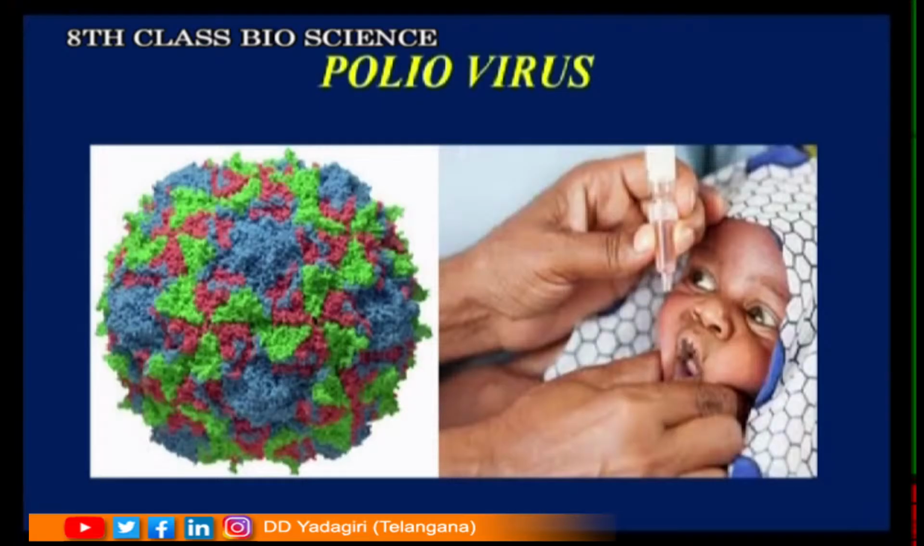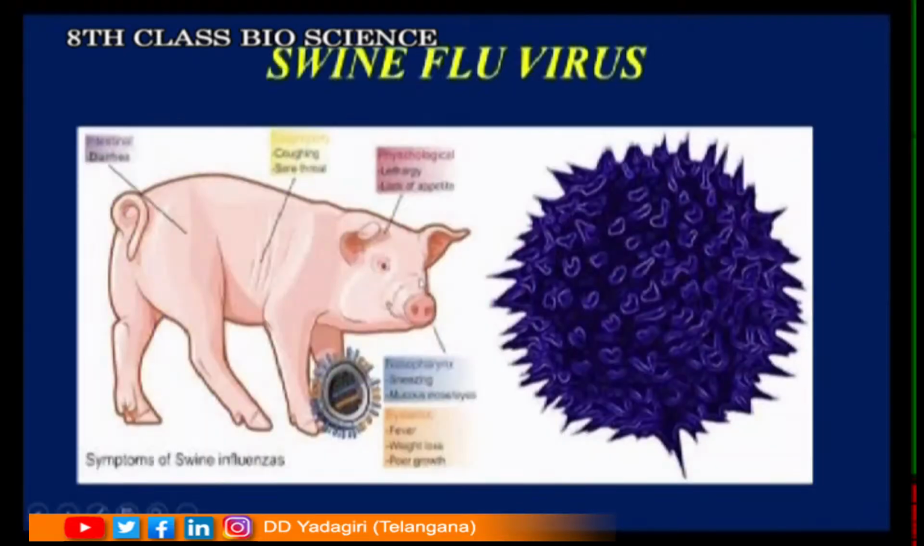So how was it eradicated completely? It was eradicated completely with the help of vaccines. Vaccines were given in the form of polio drops, and then the small babies were saved from this deadly polio virus. The next type of virus we suffered a few years back was the swine flu virus.